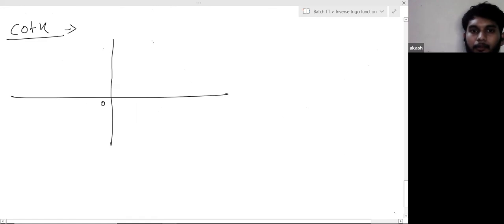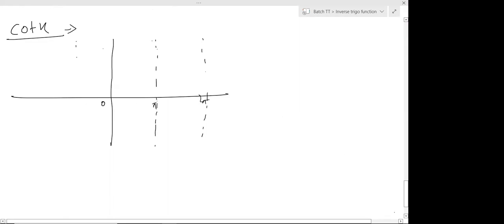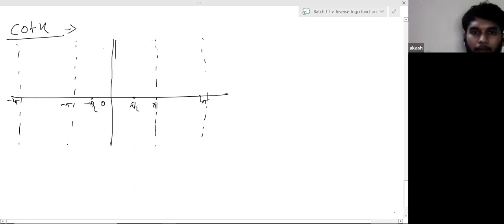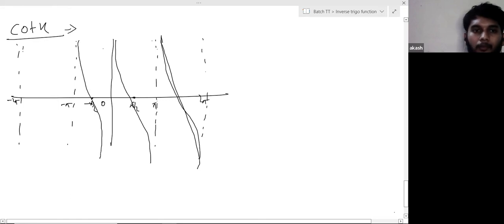This is 0, pi, minus pi, minus 2 pi, and pi by 2. So the cot graph looks like this. There is some more curvature on this.